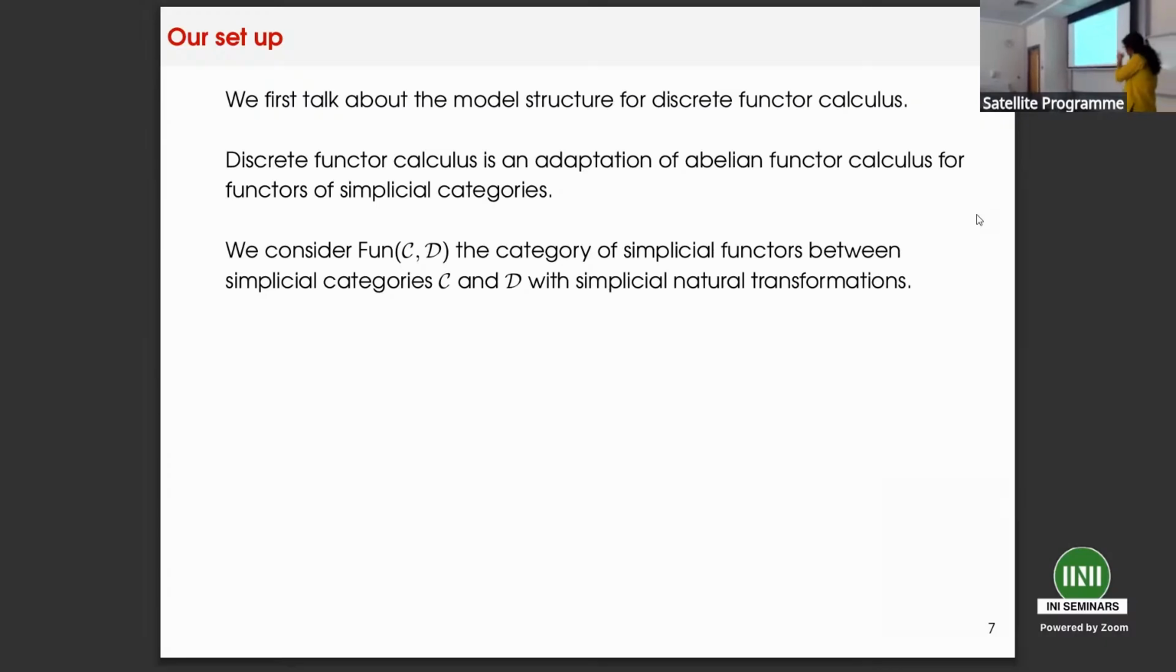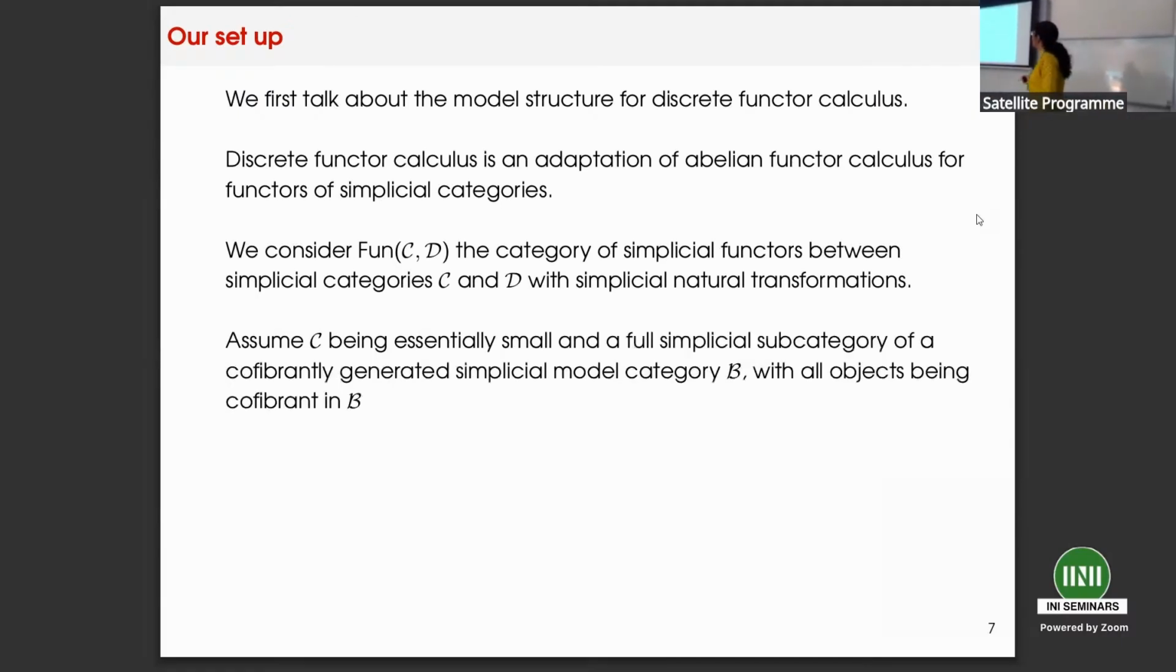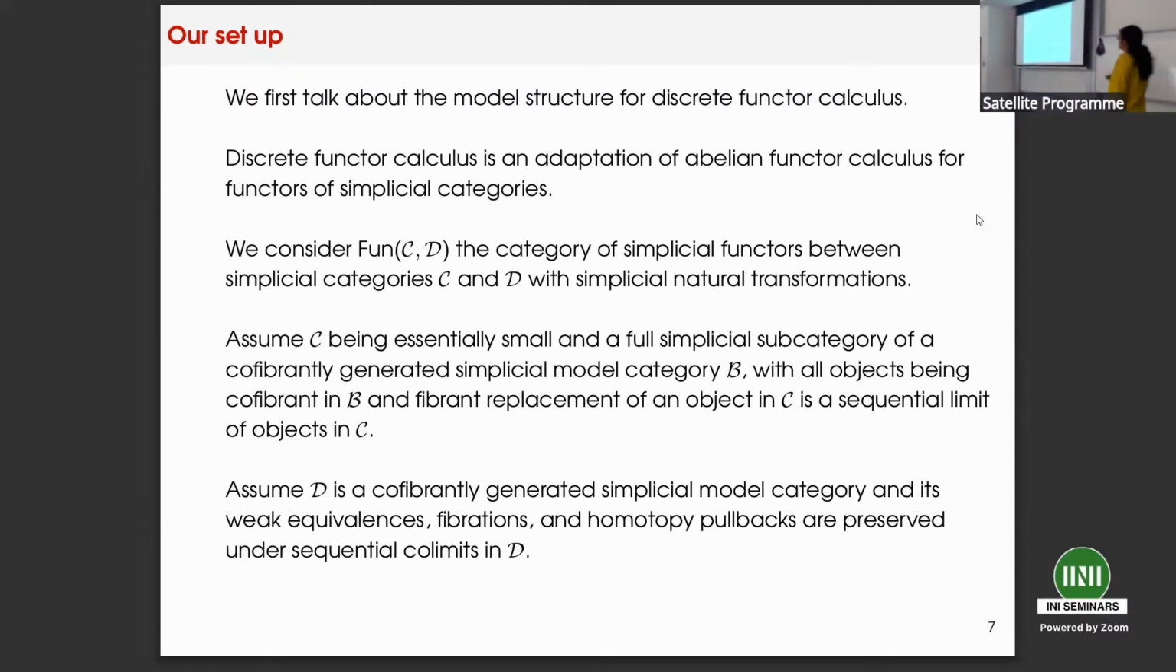Our setup is going to be the category Fun(C, D), of simplicial functors from C to D, where both C and D are simplicial categories, and the morphisms are simplicial natural transformations. There are a bunch of things I have to assume. One can check that all the examples we care about have this. C would be essentially small, and a full subcategory of a simplicial model category B, consisting of objects which are cofibrant in B. We will assume D is cofibrantly generated, so you can think of Top, spectra or chain complexes. And we have some extra assumptions about how weak equivalences, fibrations, and homotopy behave.